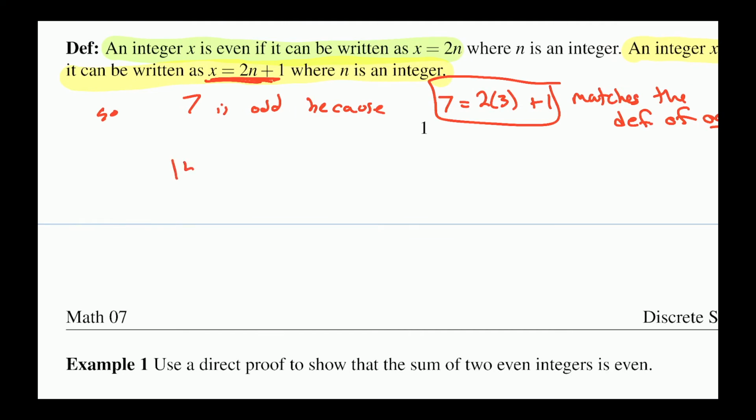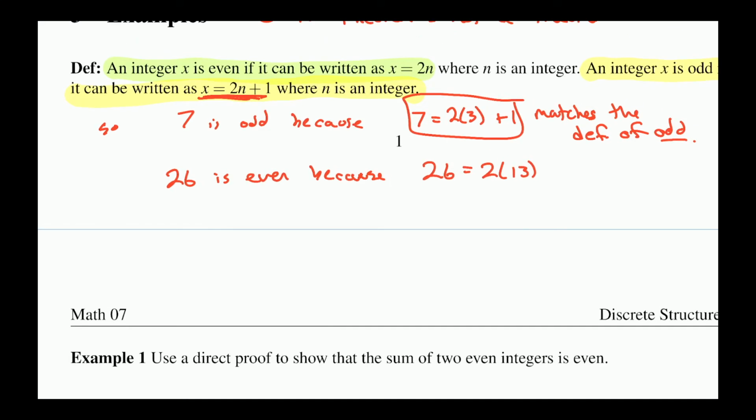So let's say y is 26. 26 is even because 26 equals 2 times an integer. All right. So that's all we're doing. We're just defining even and odd in this way. And then from now on, these are the definitions that you use for even and odd in this class.